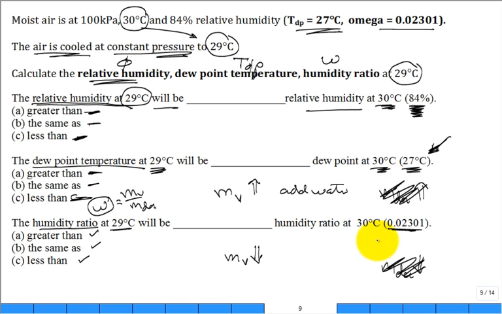So what did you do when you cooled it from 30 to 29? Did you in some way upset the balance between vapor and air? Only if 29 is less than the dew point temperature would you have started to condense. But what do you suspect the dew point temperature is? 27. Did you start to condense any water vapor? All right, so now I pose this last question again. The humidity ratio: will it be greater than, the same as, or less than the original humidity ratio?